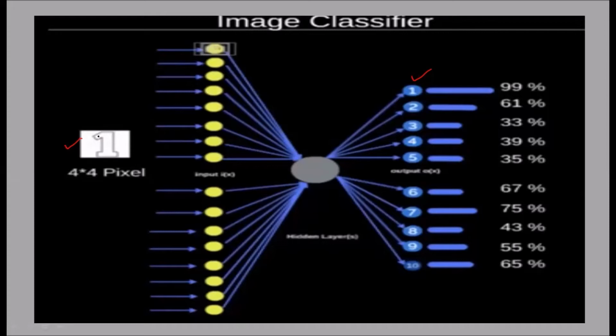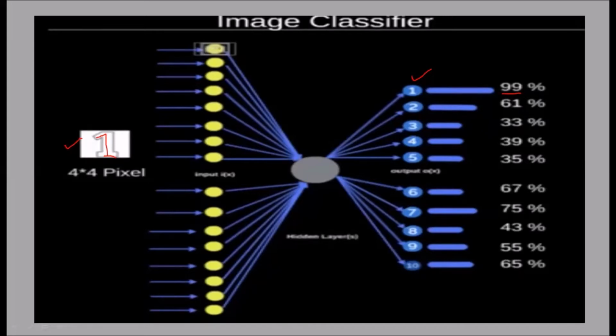So as you can observe, this is a digit 1. We are providing the input image with digit 1 here. And what output we have got at this Y0 output, the first output, is 99%. That means this input image matches this output. Output is digit 1 at 99% and digit 2 at 61%, digit 3 at 33%, digit 10 again 65%.